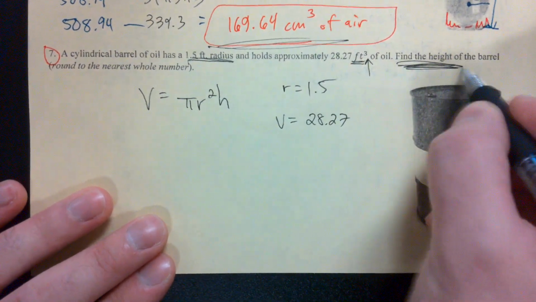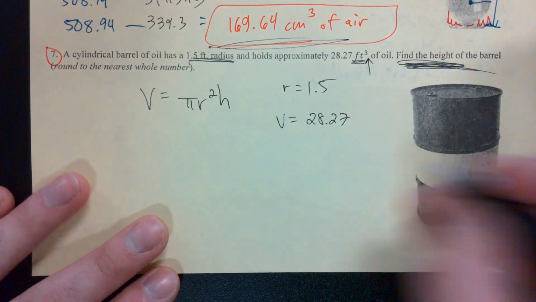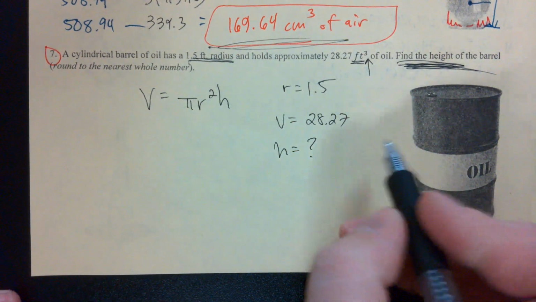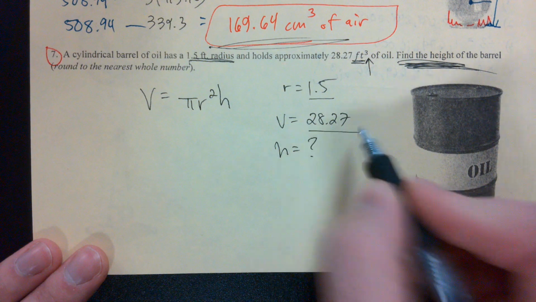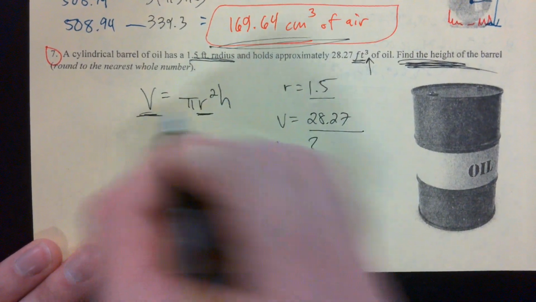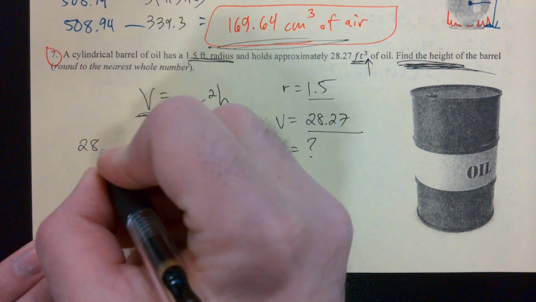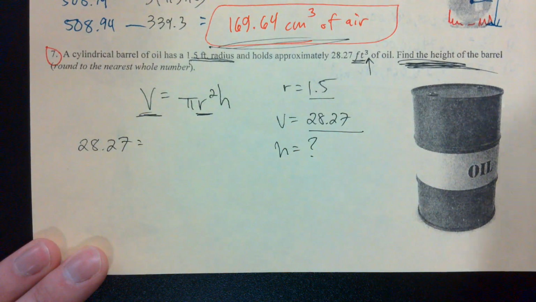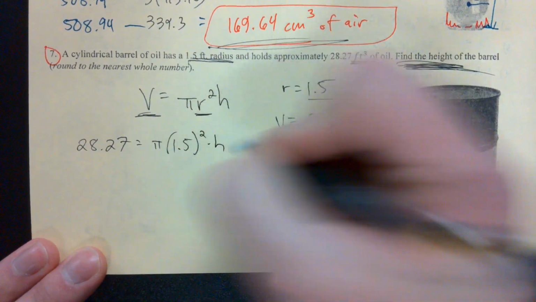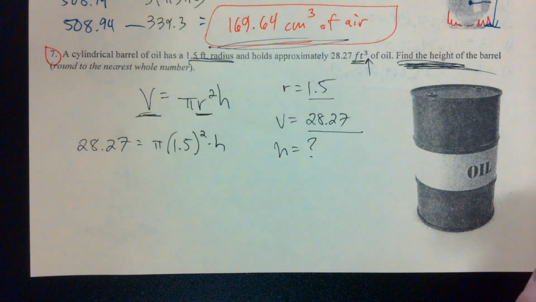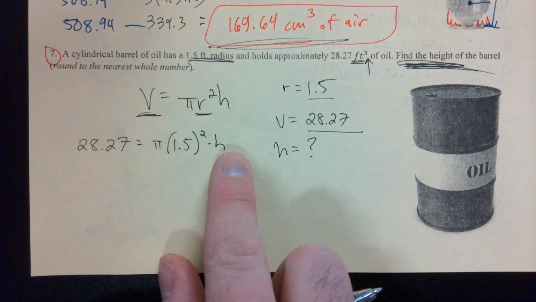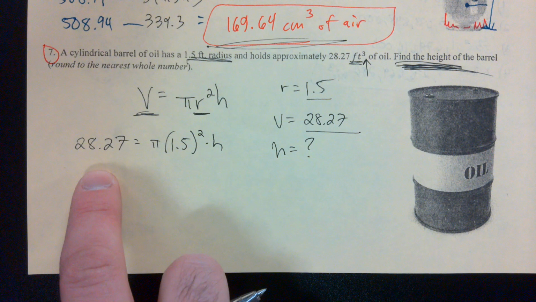It says find the height of the barrel. So we don't know what H is. Right? But I know what R is. I know what V is. I'm going to plug in what I know for R and what I know for V. And I get the equation. 28.27 equals pi times 1.5 squared times H. So it's like we're setting up our normal equation, except instead of knowing what H is, we know what V is this time.